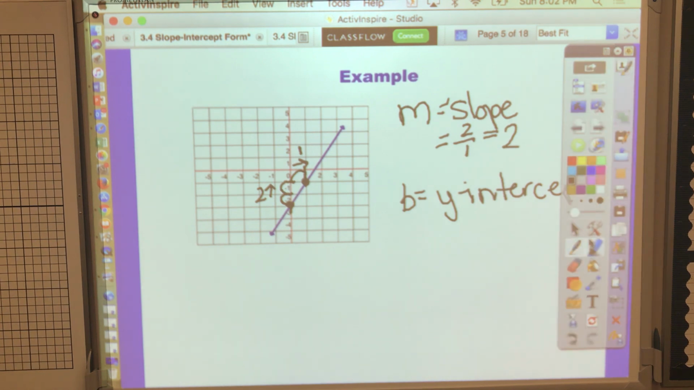Okay, my y-intercept is that point where it crosses the y-axis. If I look, I already have a dot on that point. It's this one right here. Okay, so on that graph, my b, since this is on the y-axis, is at -1, -2, -3.